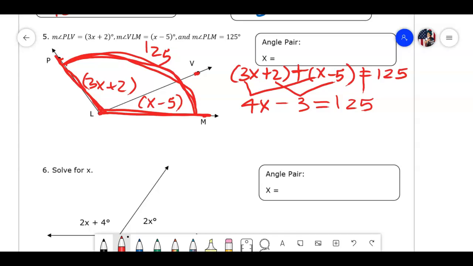Again, get rid of the loner and divide. What's the loner that I'm getting rid of? The minus 3, what do I do? Plus 3 plus 3. 4x equals 128. Last step to get rid of that coefficient in front being multiplied, the opposite of multiplying, I got to divide. So 128 divided by 4 is 32.